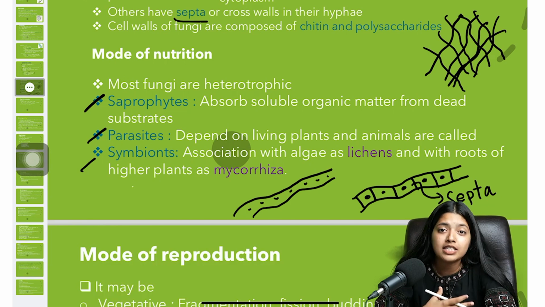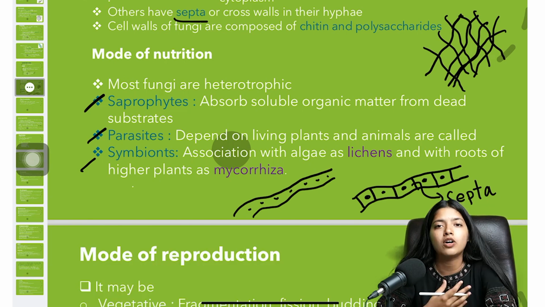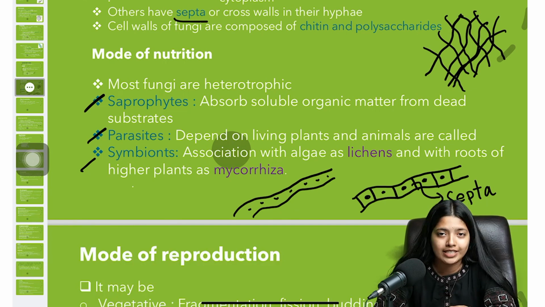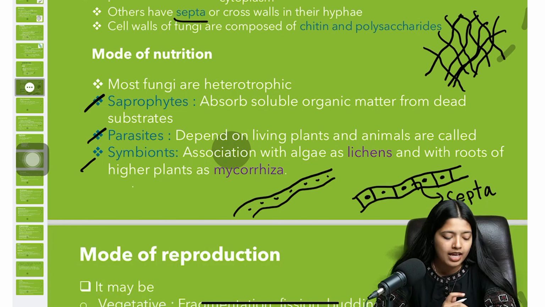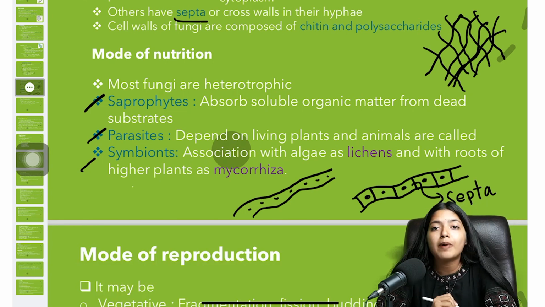From dead substances, their minerals and nutrients are absorbed by these organisms, and they get the nutrients. So, that is saprophytes. They depend on dead and decayed matter. Okay. That is saprophytes. Now, what is a parasite?